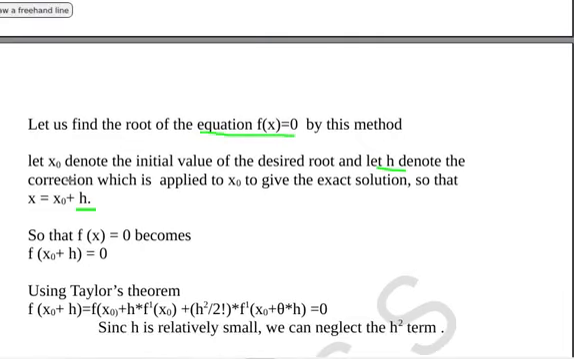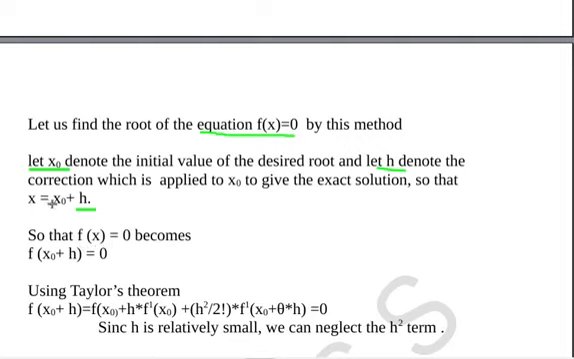Here, suppose x0 denotes the initial value of the desired root and h denotes the correction which is applied to x0 to give the exact solution. That is, here we are trying to find an h value such that adding h to the previous result will improve the current result. So let's say x equal to x0 plus h. So here f of x equal to 0.